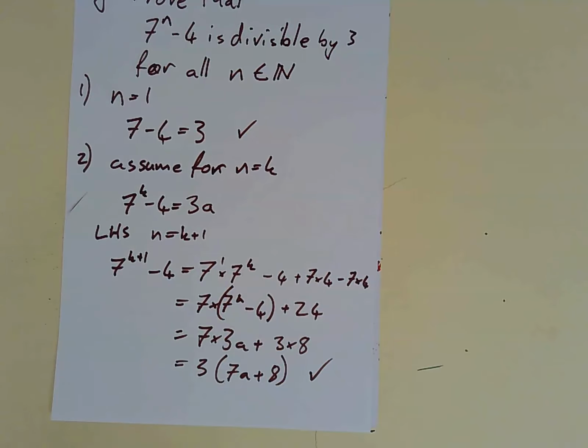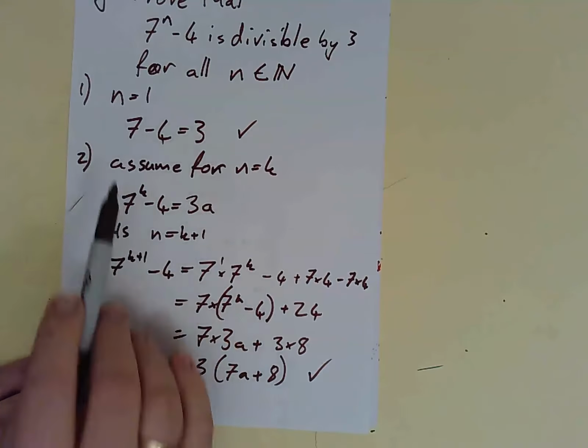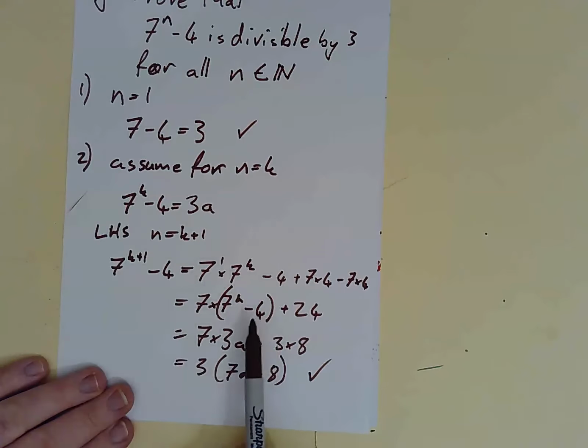All right, so right at the end of the video, I ran out of time. So just go from this step. Here we've got what we wanted, this 7k minus 4. So I can replace that with 3a. I'm also going to replace 24 by 8 times 3 because I want to just get the 3's out.